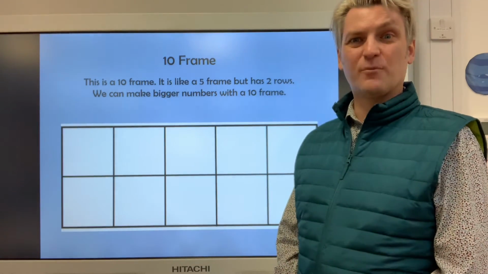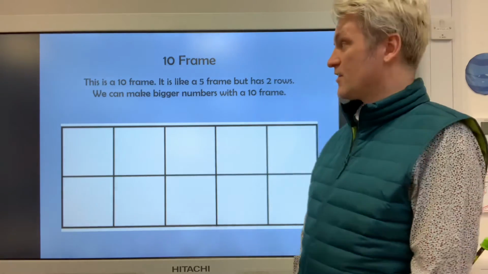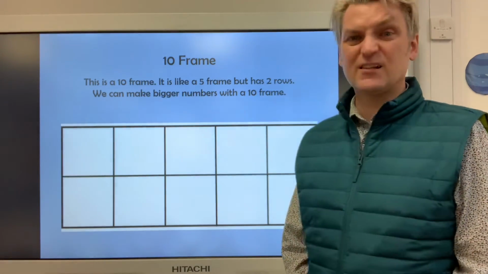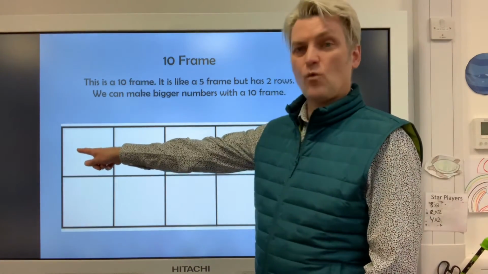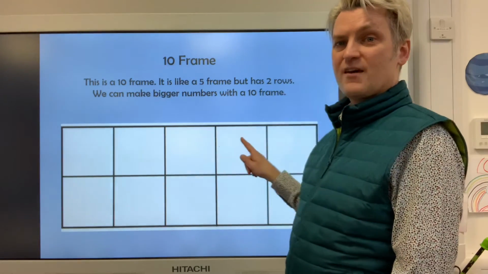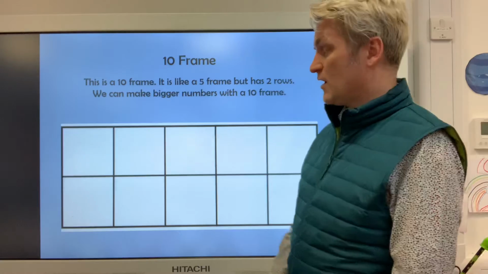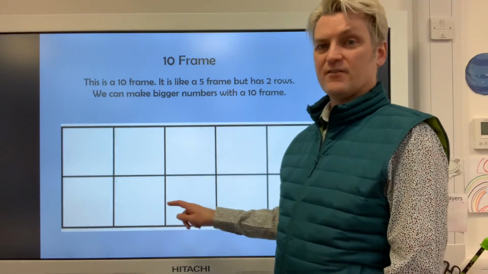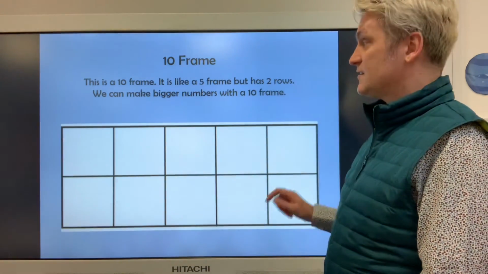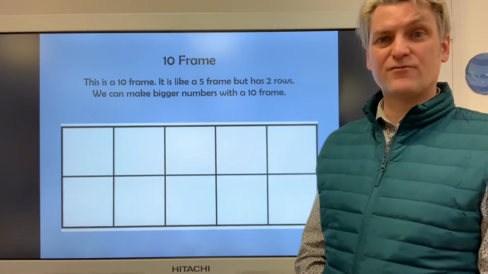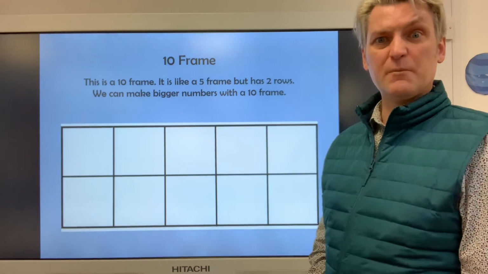Okay, so in your reading diaries at home, we've put one of these that you can use at home with whatever you want to fill it with. It's called a 10 frame. It's a little bit like a 5 frame. Look, 1, 2, 3, 4, 5. But it's got an extra row as well. 6, 7, 8, 9, 10. So you use a 10 frame for numbers that are a little bit bigger.